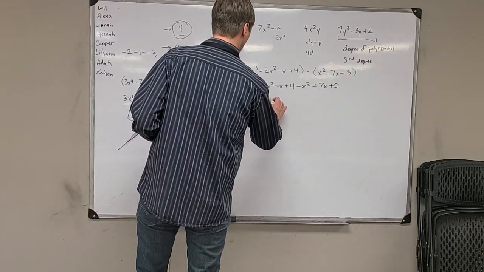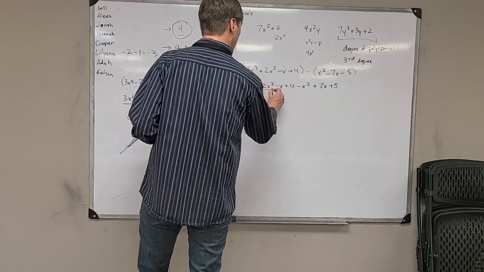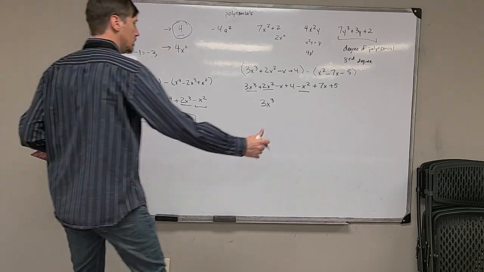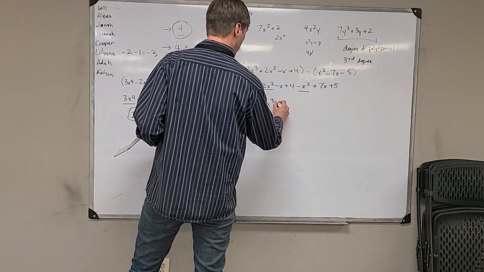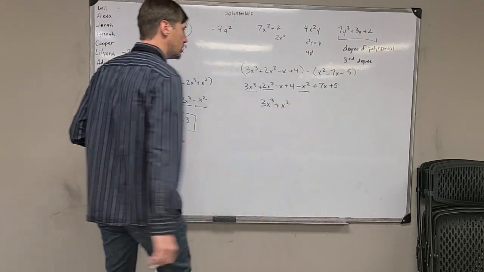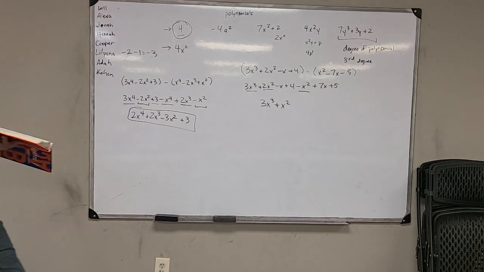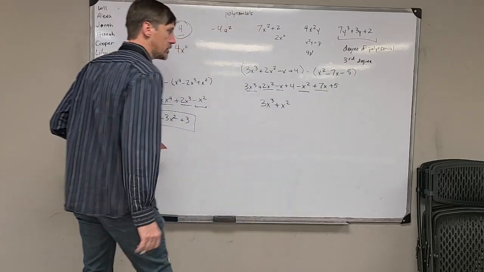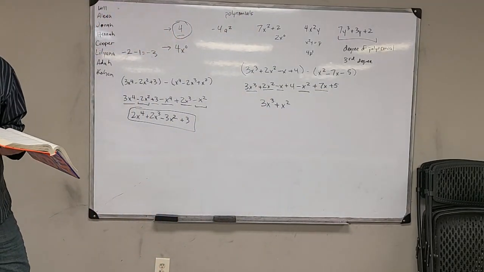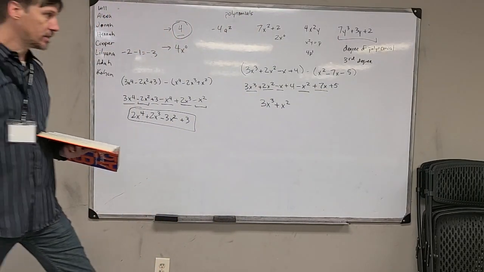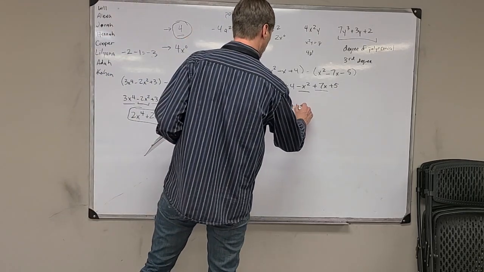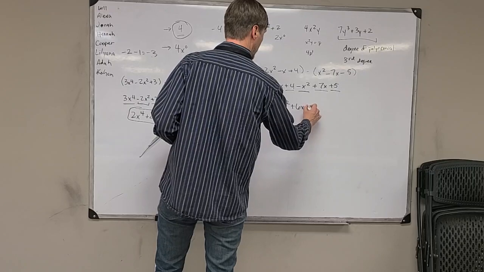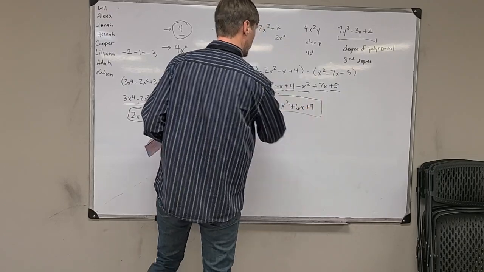Do I have any other x squared terms? Yes. I do. I have this one and this one. 2 minus 1 is 1. So 1x squared, and I'm just going to write that as x squared, because the 1 is understood. I have 2x terms. I have a negative 1x here, and I have a positive 7x there. So negative 1 plus 7 is positive 6, so positive 6x for that. And then finally, 4 plus 5 is going to give me a plus 9. So that's my final answer for that.